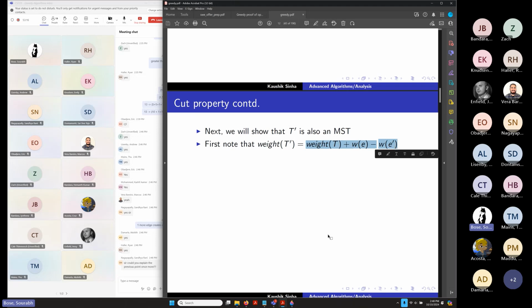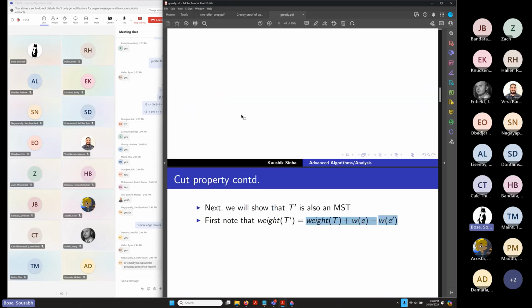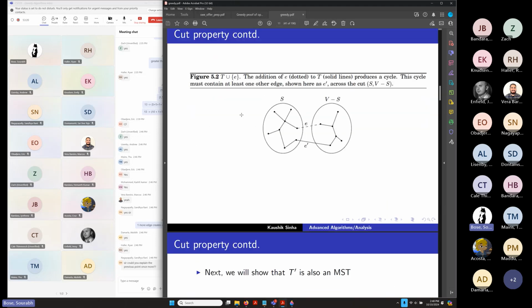Which previous one, the greedy proof checklist one, or why is it a tree part? Sandhya?